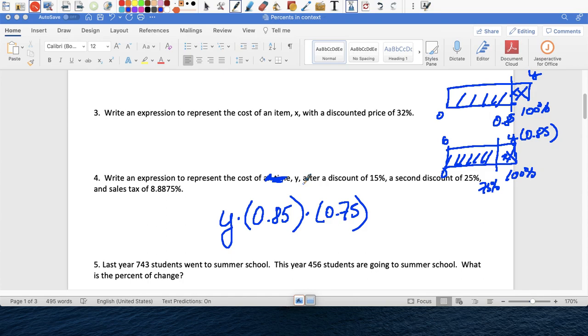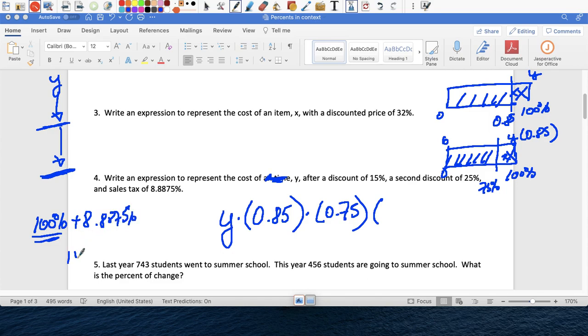And then once your price drops, so here's your price. It dropped once, it dropped twice. Now this is the new price that you have, and now you have to pay taxes. Taxes is adding to 100%. So think about it, you're paying for 100% of your item plus 8.875%, which becomes 108.875%, and then you want to change that to a decimal. It'd be 1.08875.